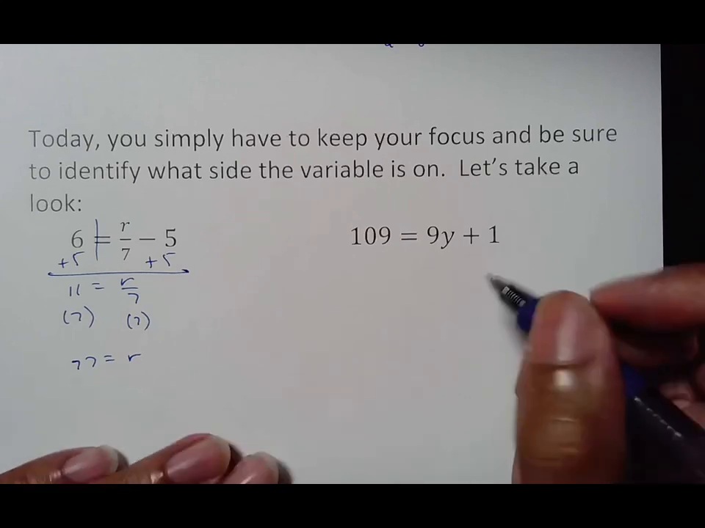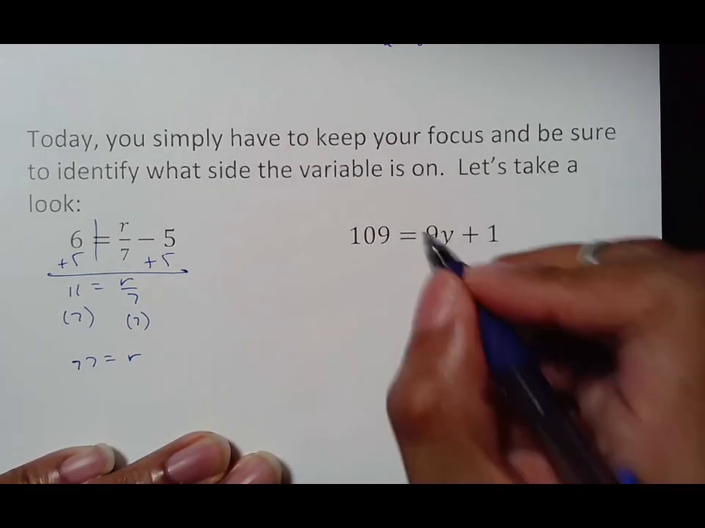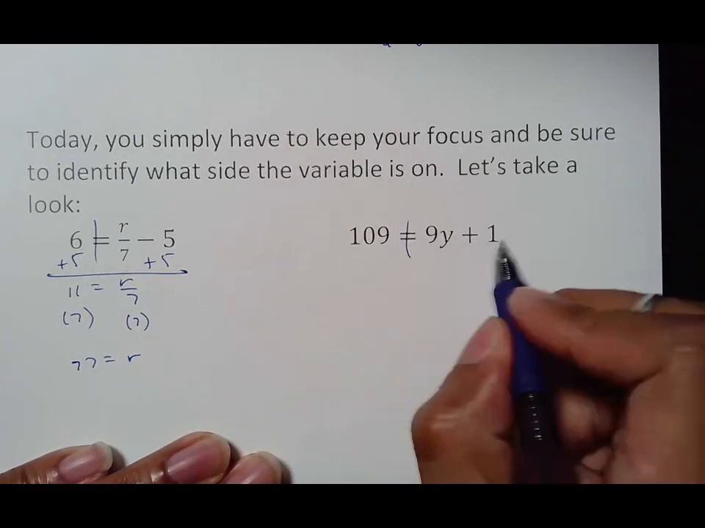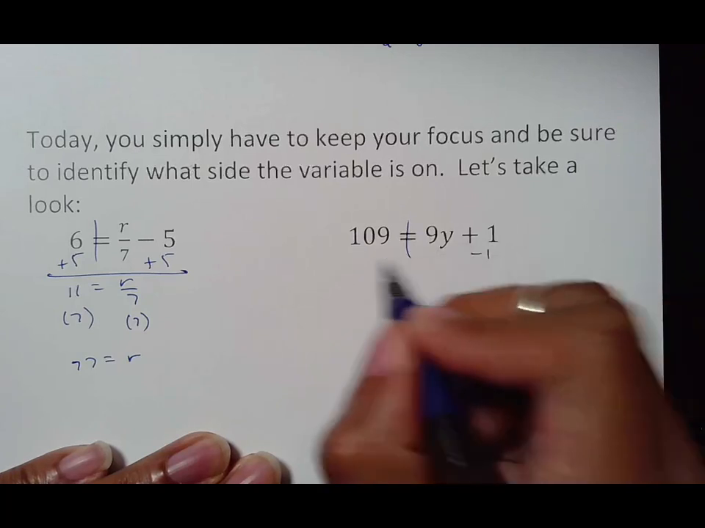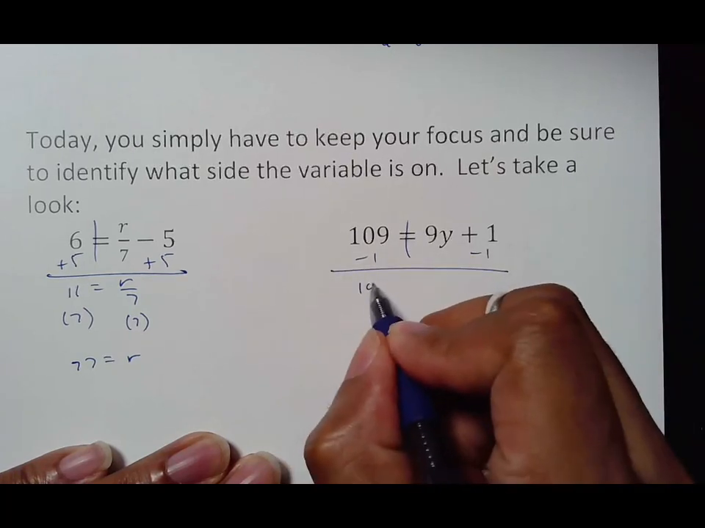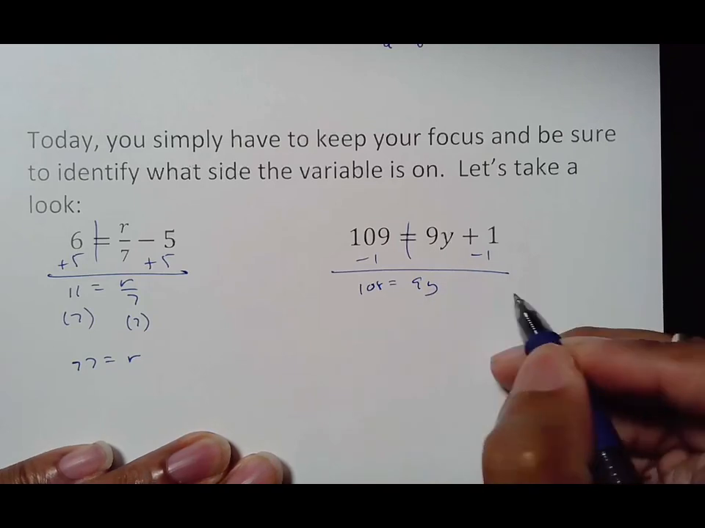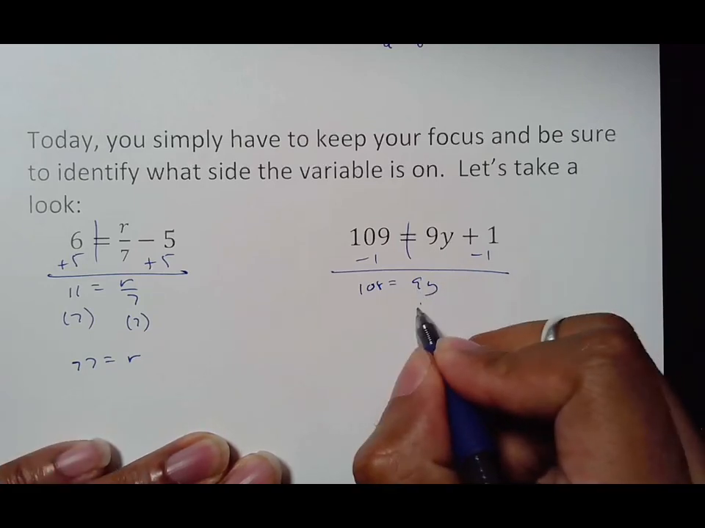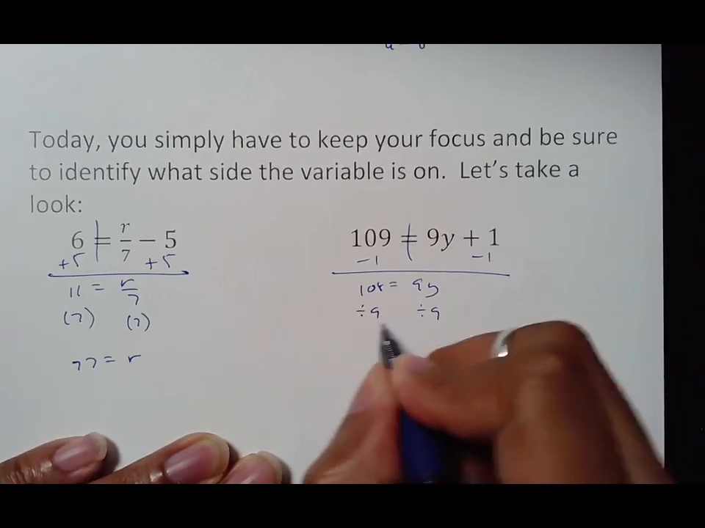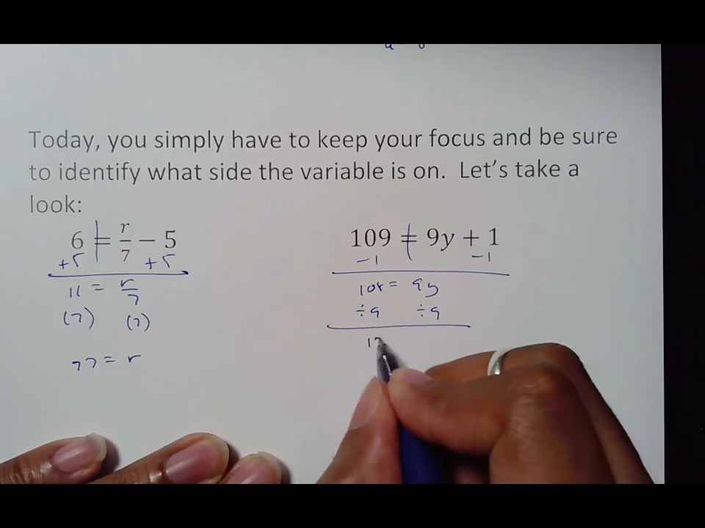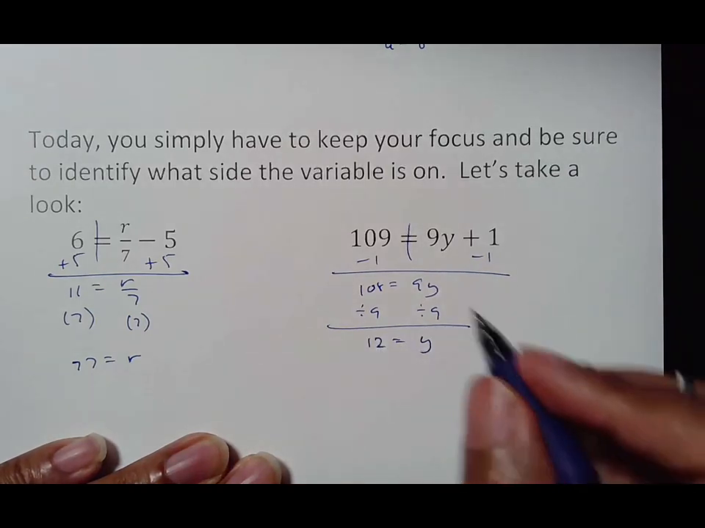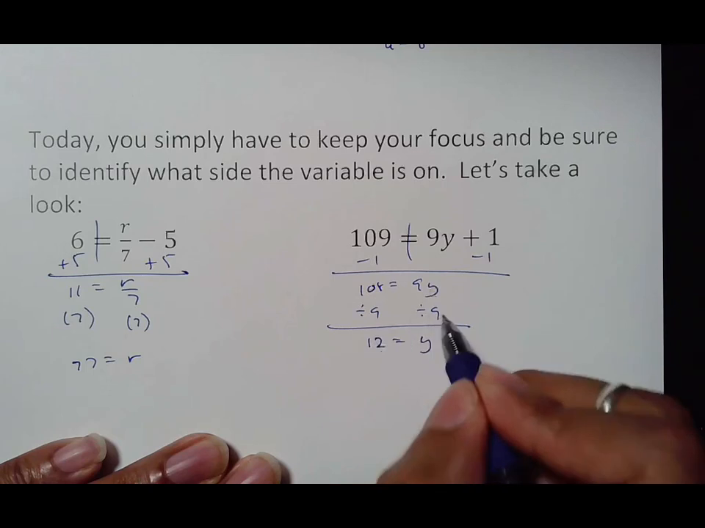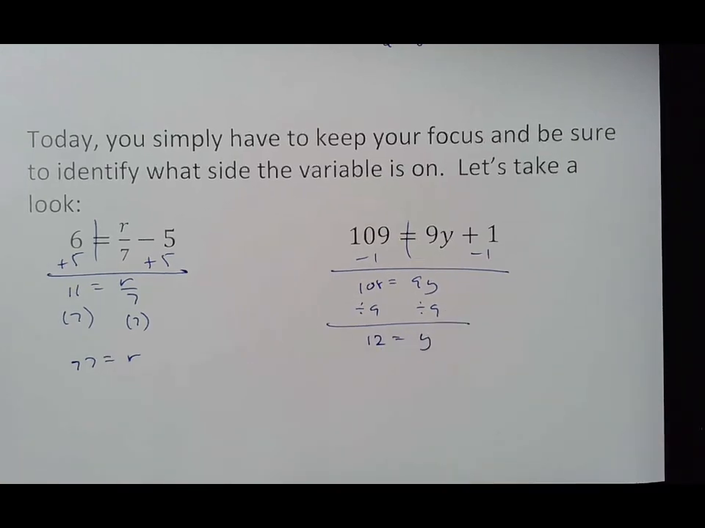And then the last one, before we get to our work, 109 equals 9y plus 1. Again, if that's the wall, the only numbers we need to worry about are 9 and 1. So we would subtract 1, getting 108 equals 9y. We would then divide both sides by 9, getting the answer of, I think, 12 equals y. And again, it's still 8 boxes to deal with.